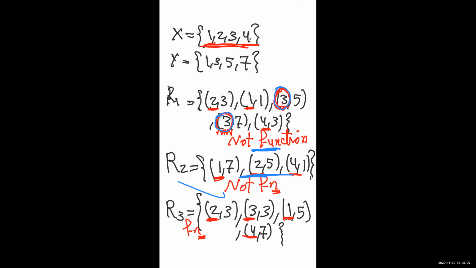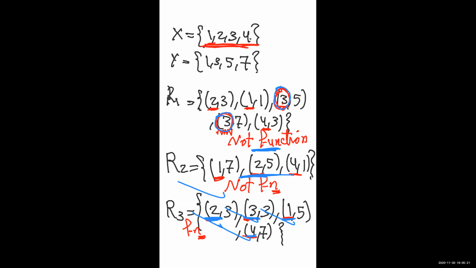But on the last one, all elements appear as a first projection one time only: 1, 2 here, one time, 3, 1, 4. All elements participate in the relation one time. So in this case, this one is a function. Okay?